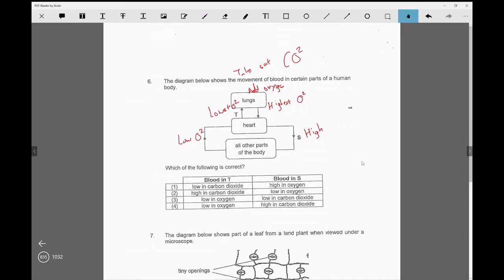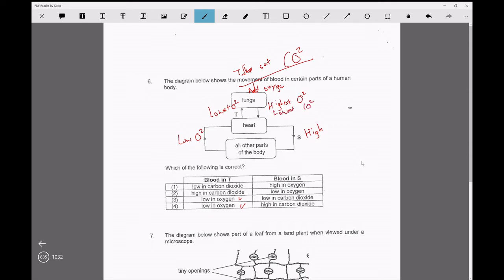So blood T should be low in oxygen, right? Then let's say carbon dioxide also. So just come out from the lungs, right? The lungs just took out the carbon dioxide. So the carbon dioxide here will be low. In fact, the lowest.